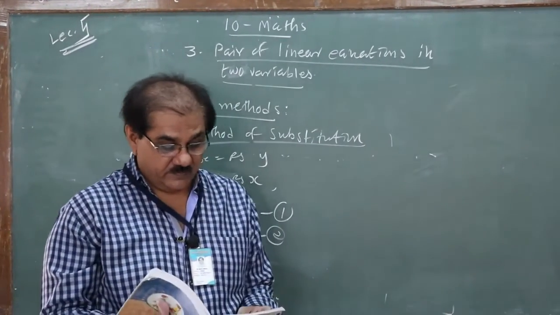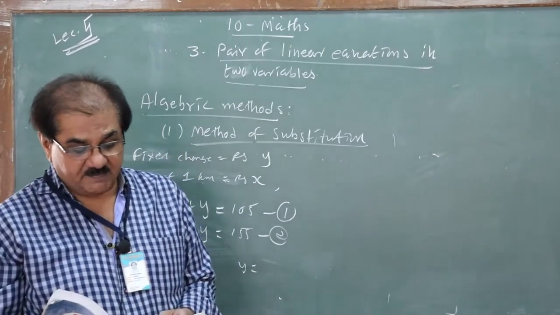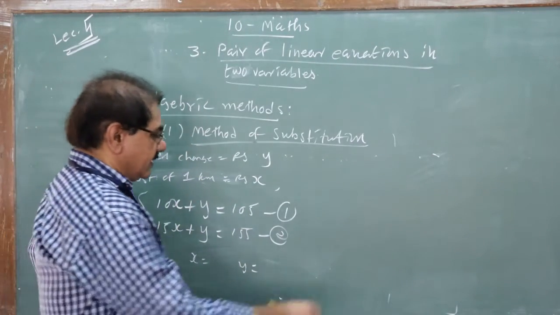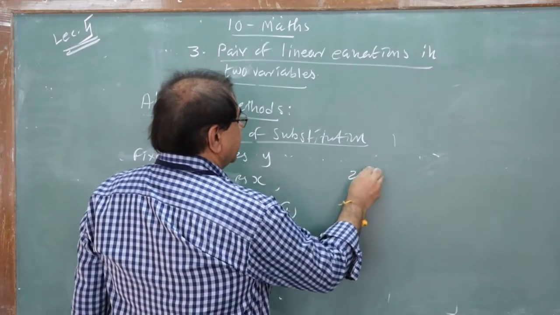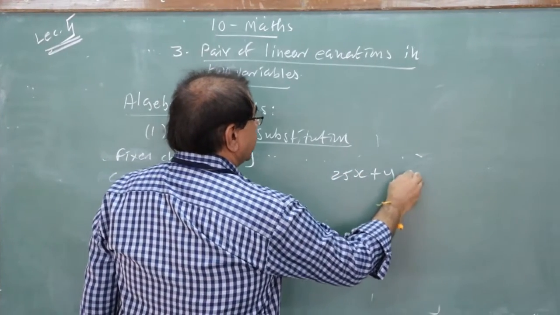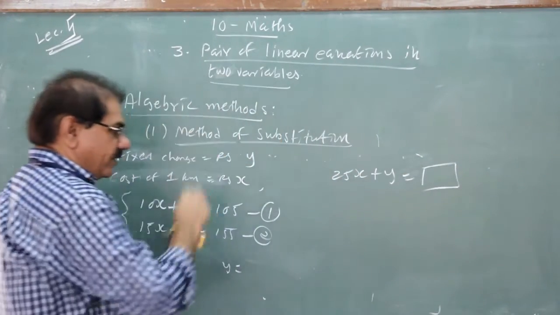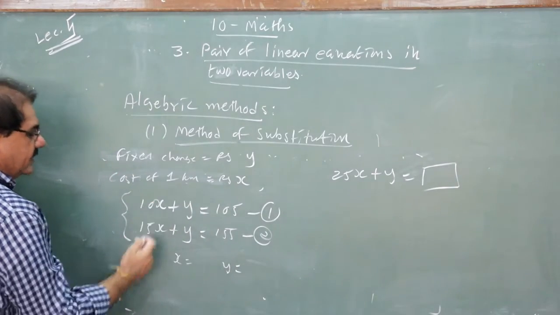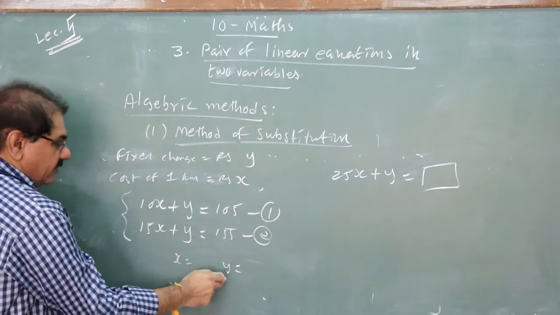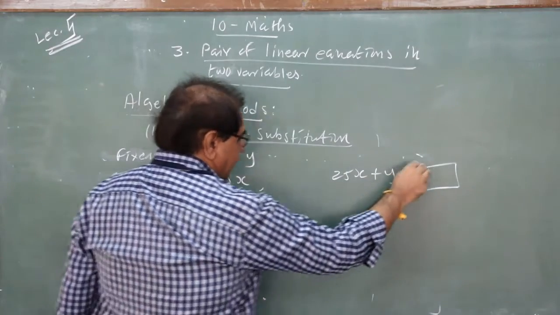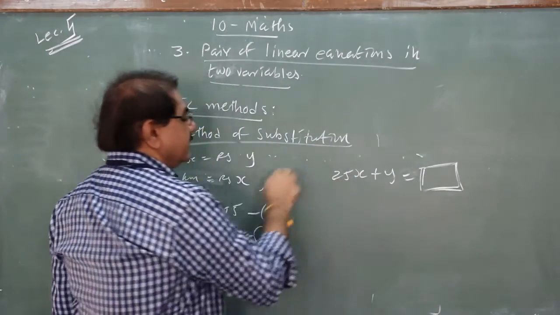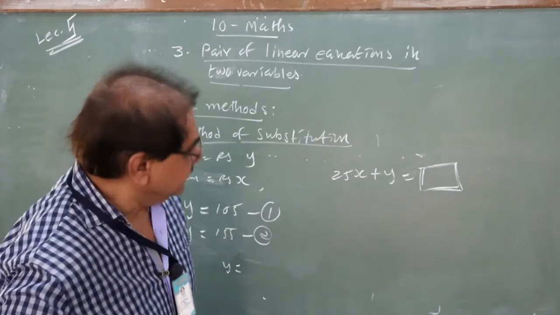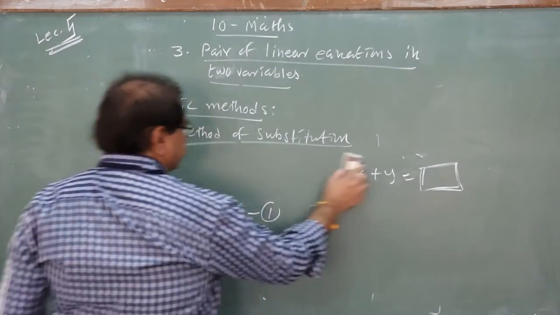Then what to do? How much does a person have to pay for traveling a distance of 25 kilometers? So for 25 kilometers, 25x plus y. This you have to find out finally. So first of all, find x, find y, solving this paired equation. Those values of x and y you put here and get the charge for traveling 25 kilometers. Okay? We go for the next.